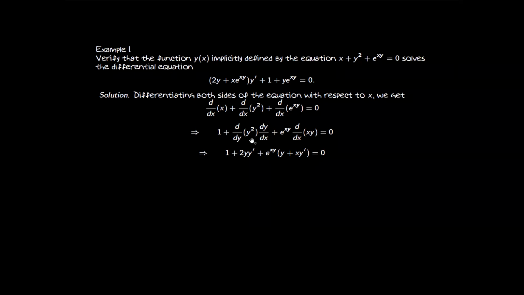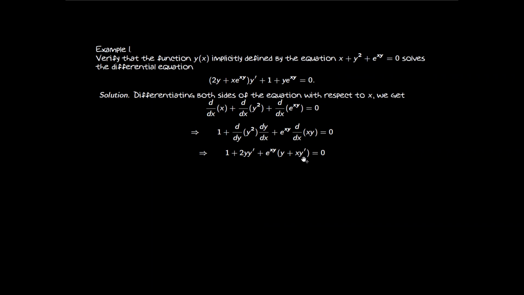So for the second term, the derivative of y squared with respect to y is going to be 2y. And for the dy dx, we don't know what this is. It's actually something we're looking for. So we just write it as y prime. And for the last term, to find the derivative of xy, it's a product of x and a function of x, so we have to use the product rule. Namely, the derivative of x, which is 1, times the second factor y, plus x times the derivative of the second factor, which is y prime.